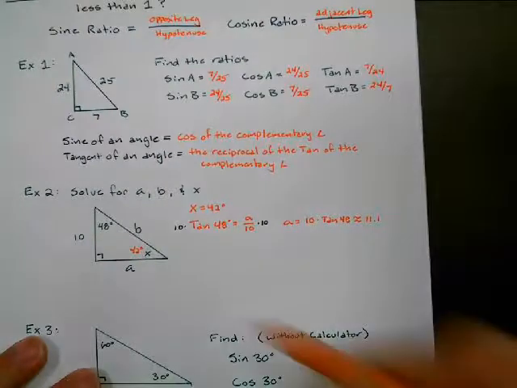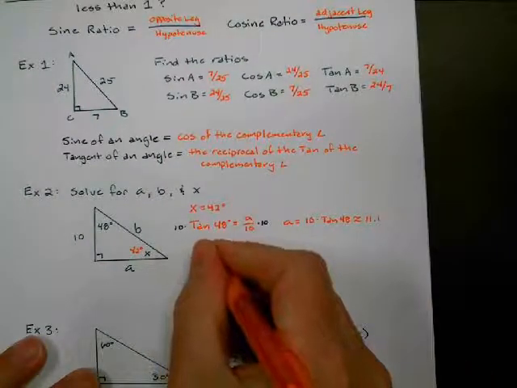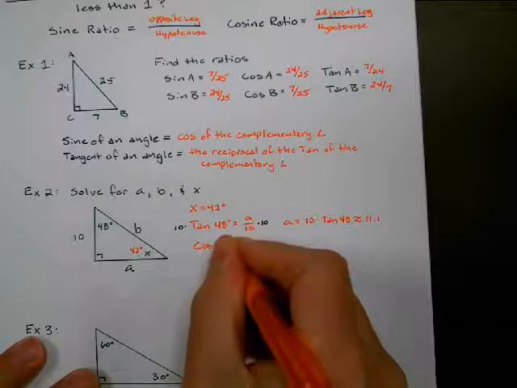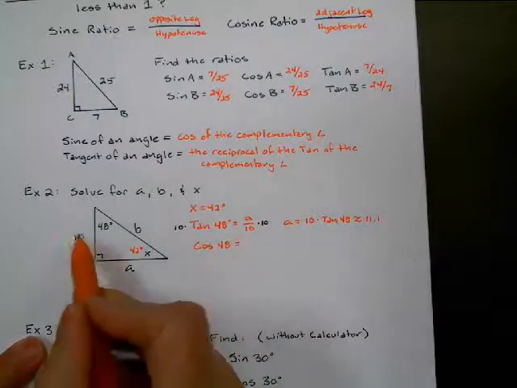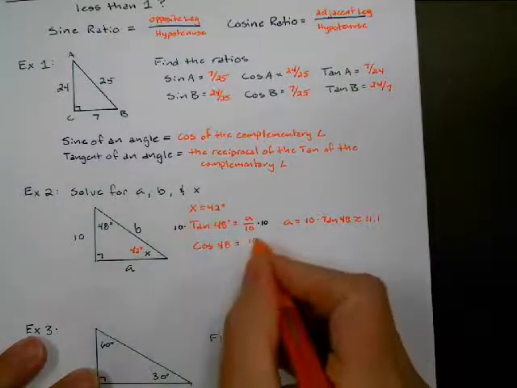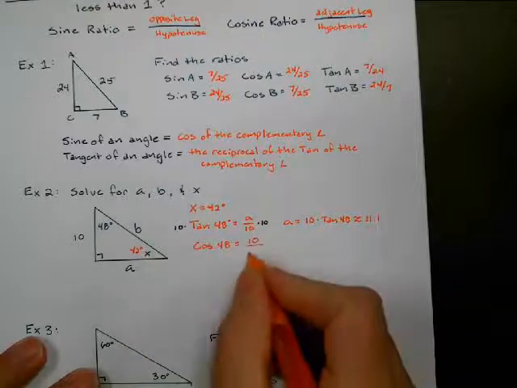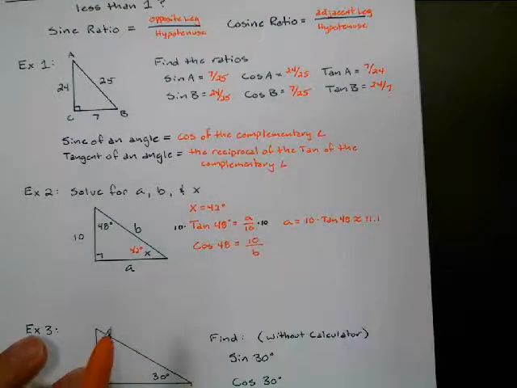So I'm going to say cosine of 48 equals adjacent is 10, hypotenuse is b. Okay, remember what we did? We multiplied by b, then divided by 48.